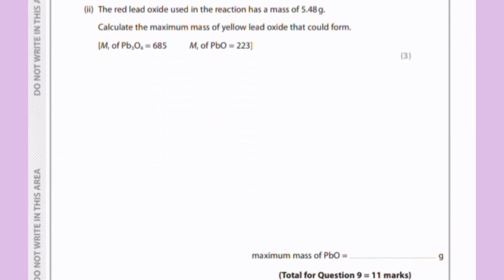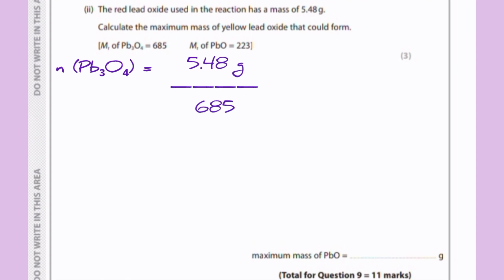Part 2. The red lead oxide used in the reaction has a mass of 5.48 grams. Calculate the maximum mass of yellow lead oxide that could form. Mr of Pb3O4 is equal to 685. Mr of PbO is equal to 223. First, we will find the moles of Pb3O4 by dividing the mass 5.48 grams by its Mr 685, giving us a value of 0.008 moles.